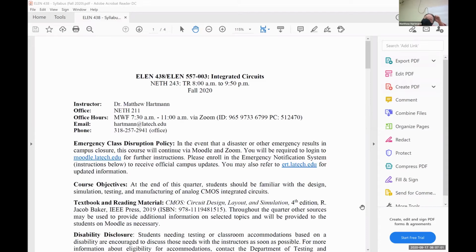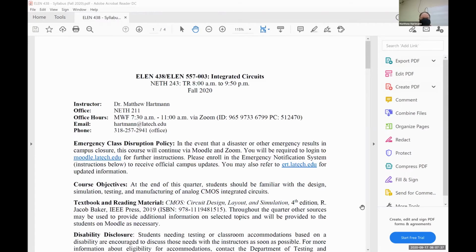I know that both of you know me because you've had me before, but I'm Dr. Hartman. All my office hours are done via Zoom this quarter. I'm trying to mitigate my interactions with other people to both protect them and me from getting it again, because being in the hospital for a week with this is pretty awful. In the event that the campus closes because of the coronavirus or another hurricane or tornado or whatever, we will continue the class using Moodle and Zoom.